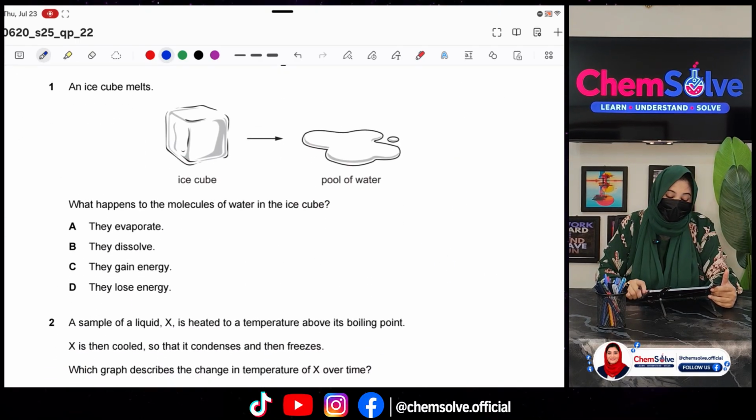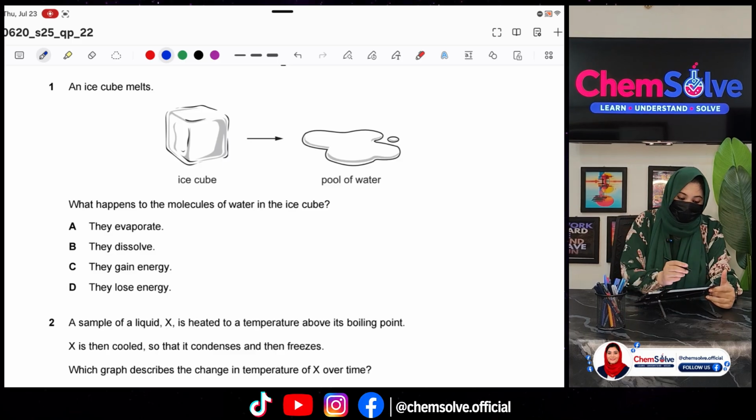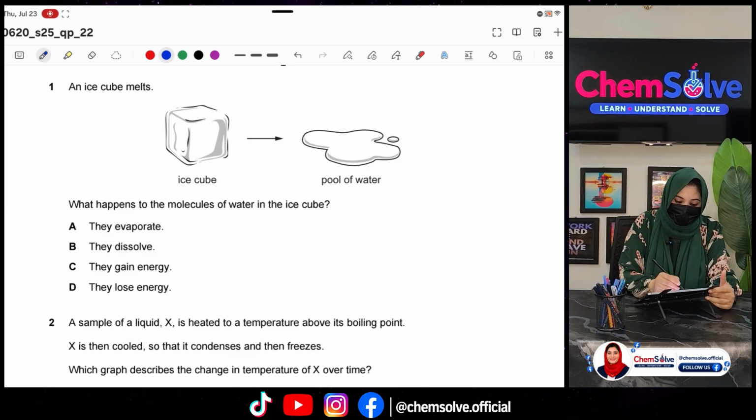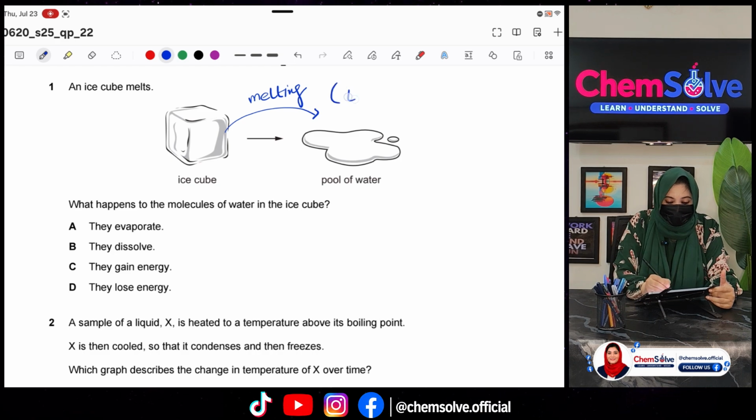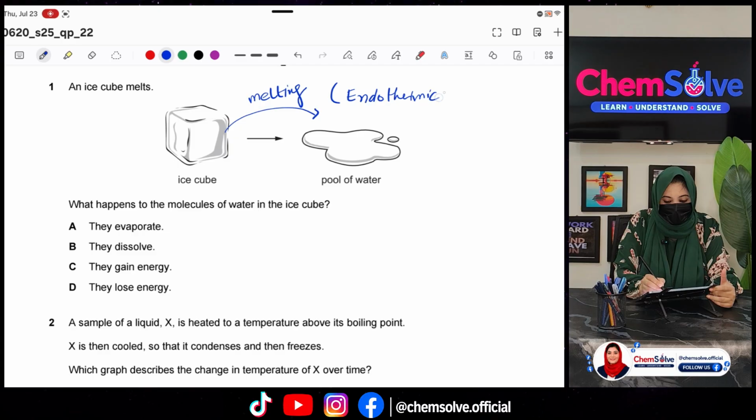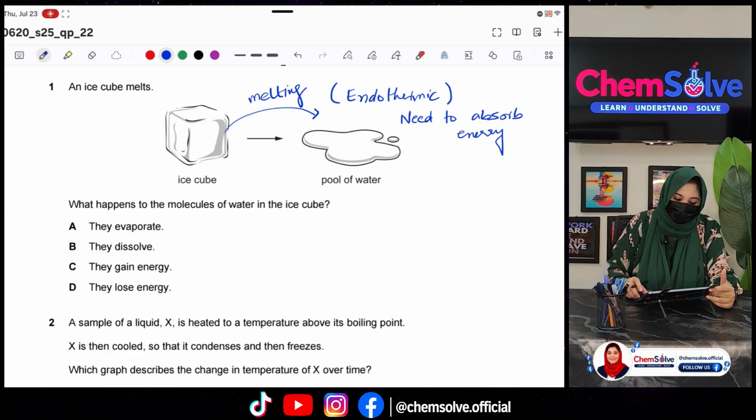The first question says an ice cube melts. So what is going to happen here? It is melting. And you know, melting is an endothermic process. It needs to absorb energy. So now look at the options.